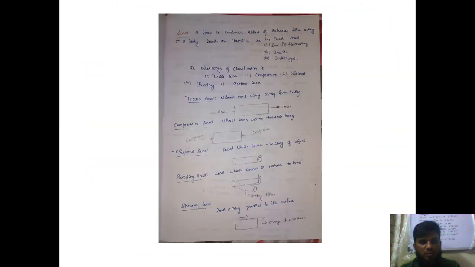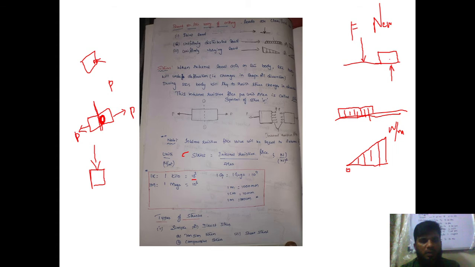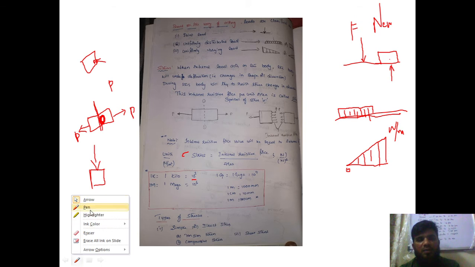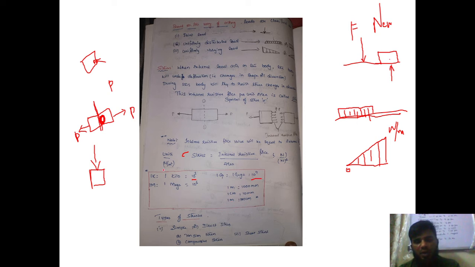You will keep on being asked this kind of thing in your regular questions. So 1 kilo is nothing but 10 to the power of 3, 1 mega is nothing but 10 to the power of 6, and 1 giga is 10 to the power of 9. Similarly, 1 meter is equal to 1000 millimeters, 1 centimeter is equal to 10 mm, and 1 meter is equal to 100 centimeters. Please make a note of this. This is very important in your conversions during problem solving.